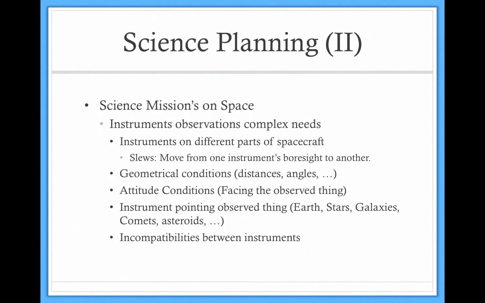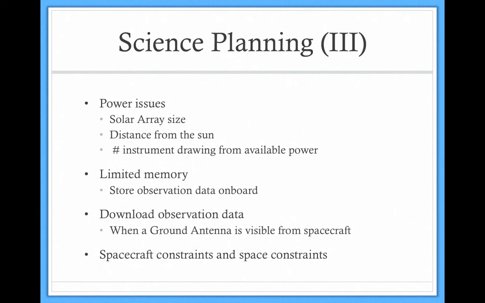Observations have lots of different needs. They are placed in different parts of the spacecraft, which means that we have to rotate the spacecraft to use another instrument. Each observation has to meet some geometric and attitude conditions, and there are different pointings required. There are also some incompatibilities between instruments. And then there are other elements to factor in: power, batteries and solar arrays, available memory to store the observations, when to download those observations and free the available memory, and some spacecraft safety constraints plus other conditions.